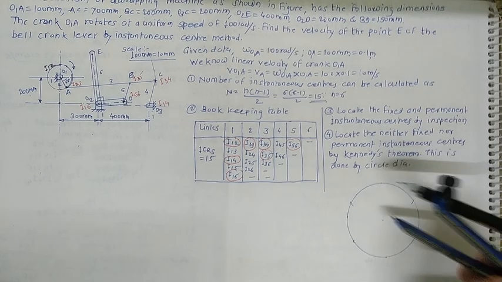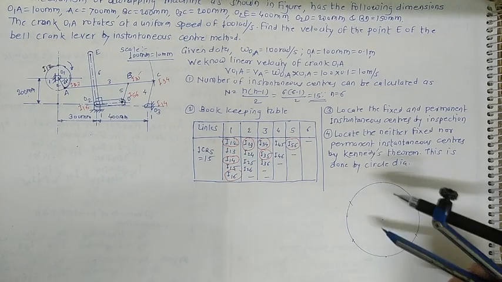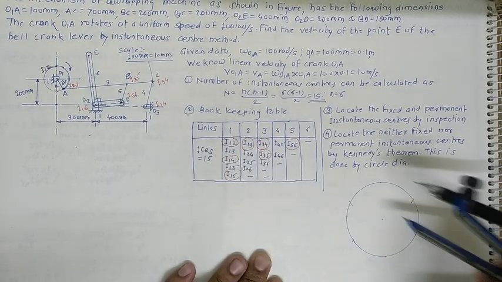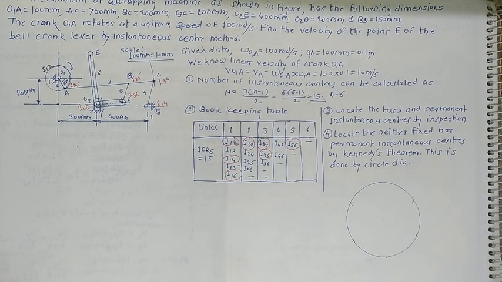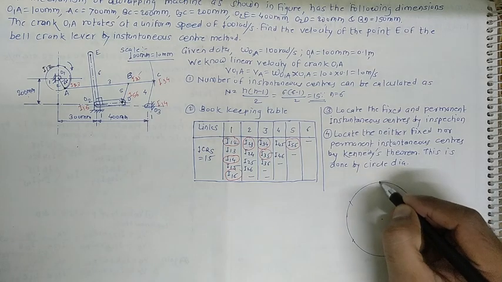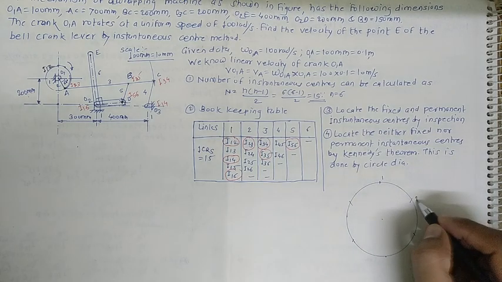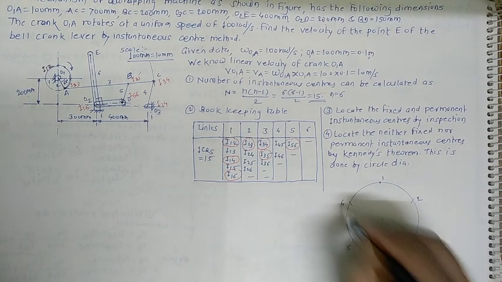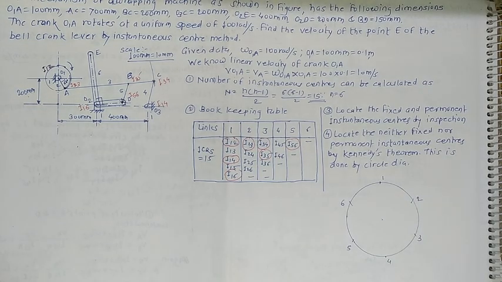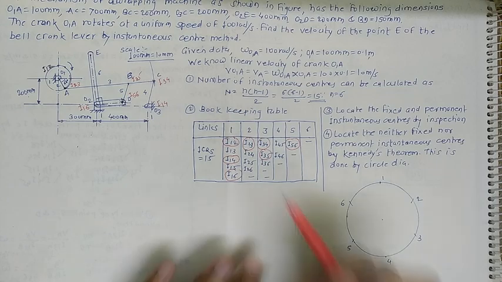Our task is to just draw that circle and locate the points. In this way, mark 6 points, because we have 6 links. Mark 6 points at equal distances on that circle, and give the numbers. I'll give the number 1 here, then 2, 3, 4, 5, 6 in this way.